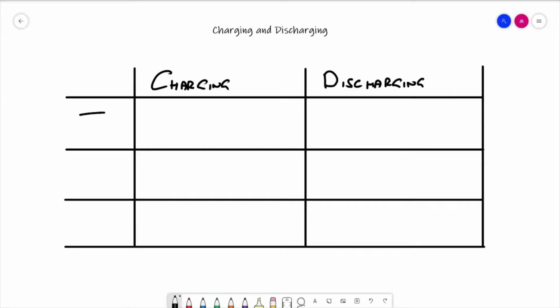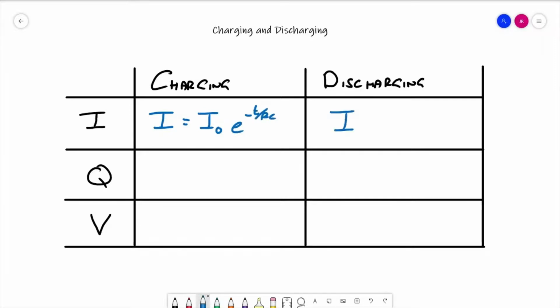We've got current, we've got charge, and we've got potential difference. So when we're charging, we use the same equation both times. So we use I is equal to I naught e to the minus t over RC. And we use the same when we're discharging: I is equal to I naught e to the minus t over RC.